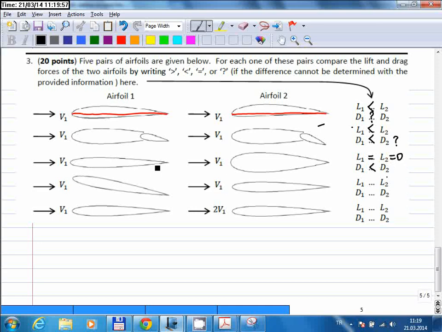Well, but you can obviously see that this is the leading edge, this is the trailing edge, if you just draw a straight line between the two.